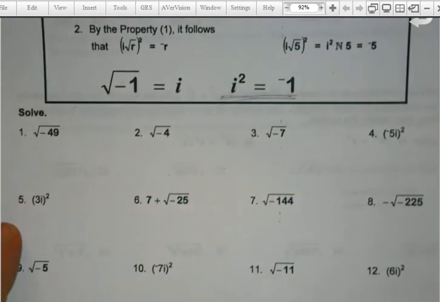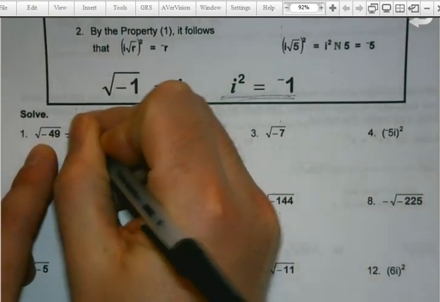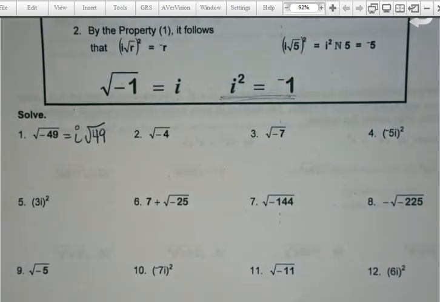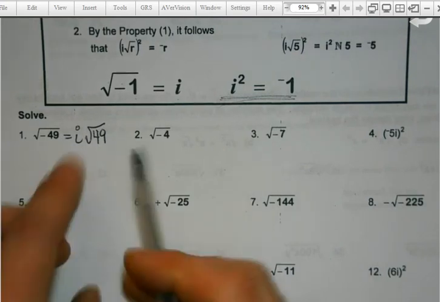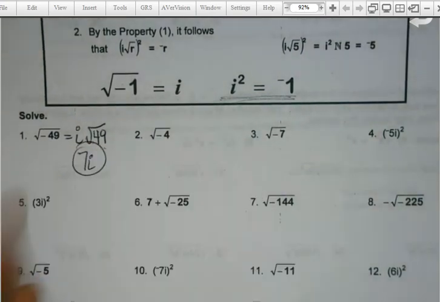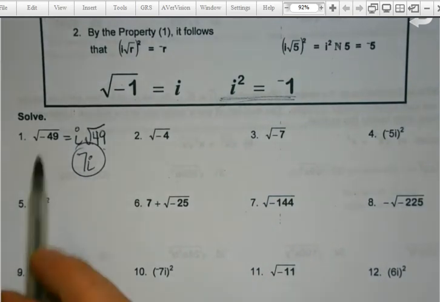So when we actually start working some of these, there's a couple of ways you can do it. If you've got a pretty good grip on your perfect squares, this isn't too bad. Whenever I see that negative, I'm going to pull an i out right away, and I'm just going to leave whatever's underneath under the radical. So, the square root of 49? 7. So this answer is just 7i. You have to write the i, because the i is what takes care of the negative part of it.